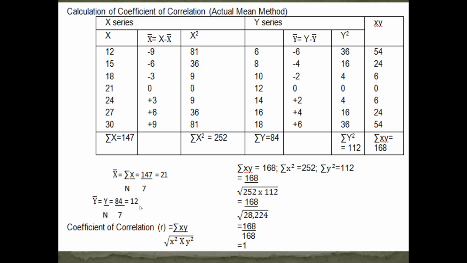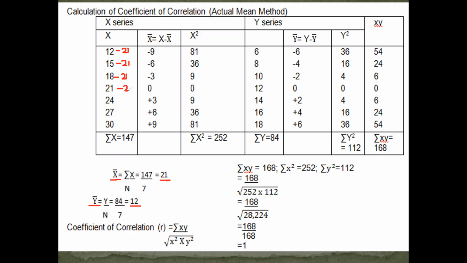Now the next step is that we are going to calculate the deviations from the mean. See, mean of x is equal to 21. Mean of y is equal to 12. Now 12 minus 21 is equal to minus 9. 15 minus 21 is equal to minus 6. 18 minus 21 is equal to minus 3.